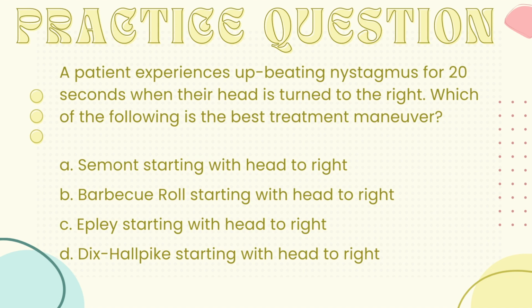So what treats right-sided posterior canalithiasis? A, Semont is for that longer nystagmus lasting longer, and they will actually turn their head to the left, not to the involved side. Barbecue roll is for the horizontal canal, and we were talking about posterior. So C is correct, Epley with the head to the right, since this is right side involvement. C is the correct answer.